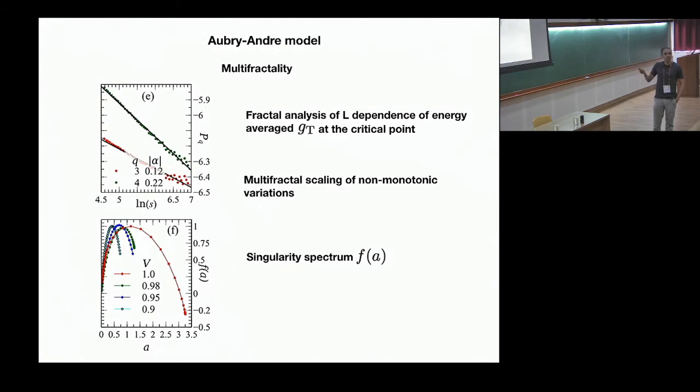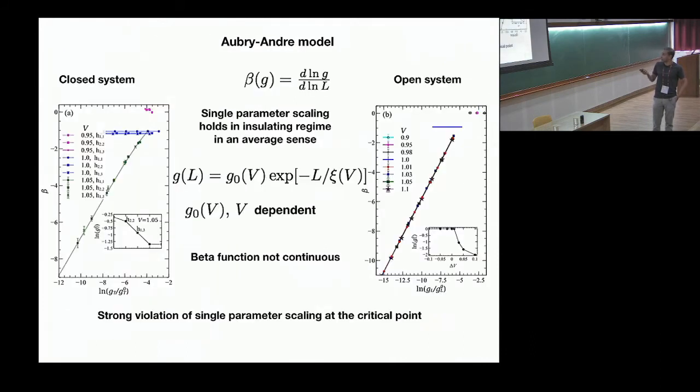The important message here is that there is actually a lot of structure at the critical point. You have a whole zoo of exponents and a nice multifractal structure for the conductance as a function of system size. Something like this is absent at the Anderson critical point in 3D. If you were to try to do something like this at the Anderson critical point, you would not see this behavior in the conductance. The other thing is if you calculate the beta function, we've done it both for Thouless and for Landauer, and asked whether single parameter scaling holds.